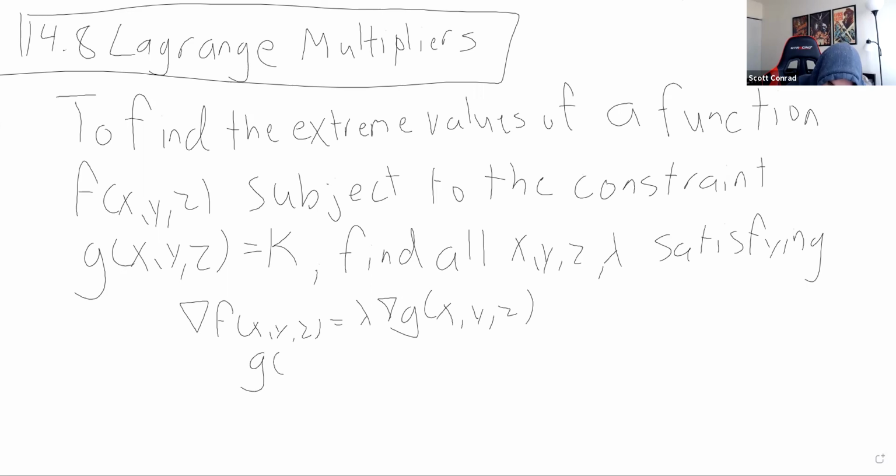And also the constraint equation, g of x, y, z equals k. So find the x, y, z, and lambda. Usually we don't think too much about lambda, except for lambda equals 0. Satisfying all those. So the x, y, z are going to give you a set of points. Maybe only one, but maybe a few. So we want to look at the value of the function at each of those points.